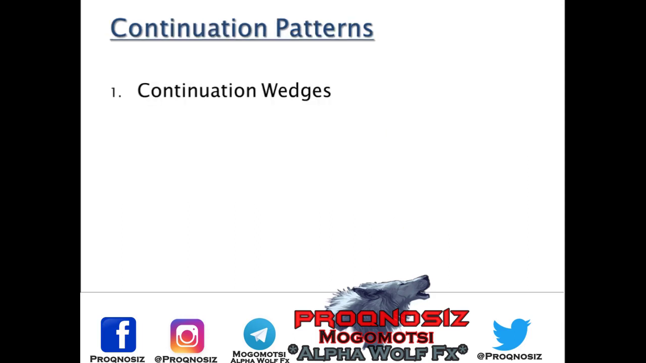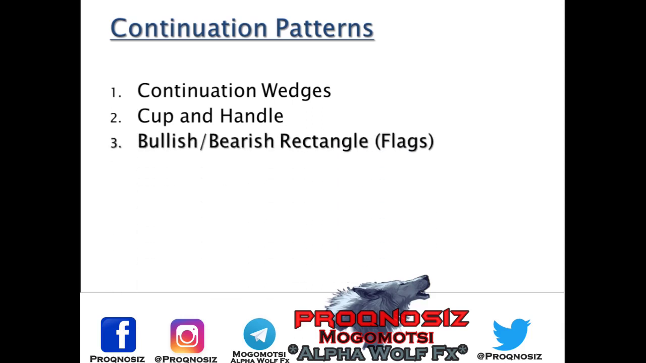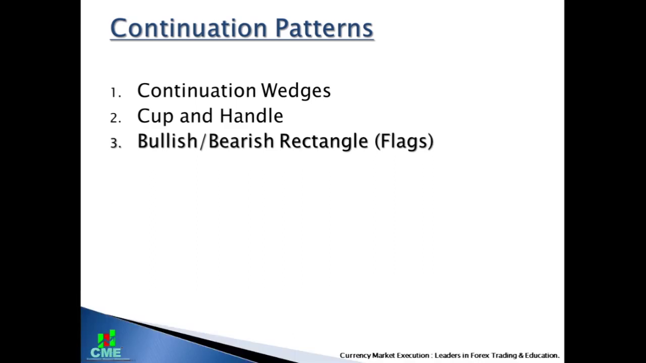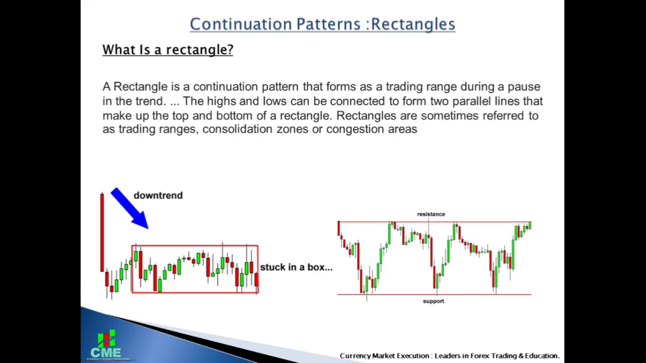What have we covered so far? We established that in the continuation pattern category, we have continuation wedges, which we covered in the previous videos, cup and handle, which we covered in the previous videos, and the rectangle, and also flags. I put them together. You will know why in this video. This is what we're going to be doing today, and after this we're going to look at bullish and bearish pennants. Now let us go.